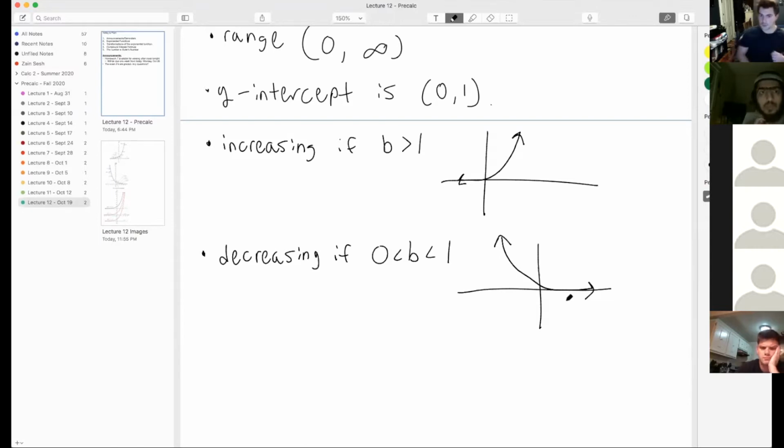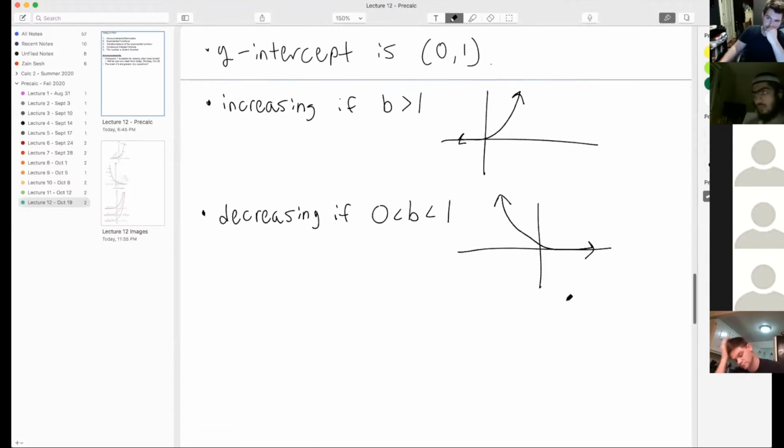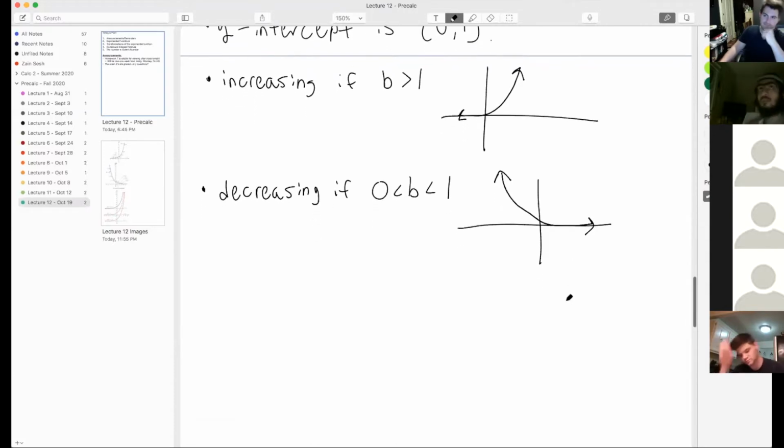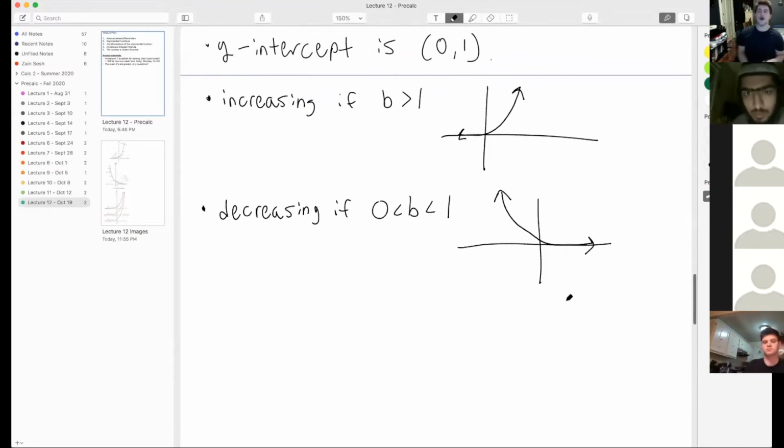When you say decreasing, what exactly do you mean by that? Like you mean the graph is decreasing? Okay, decreasing rigorously means if I make the x values larger, the y values get smaller. So it's an inverse correlation. If I make x bigger, y gets smaller.